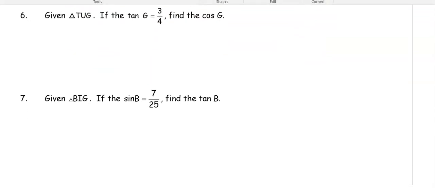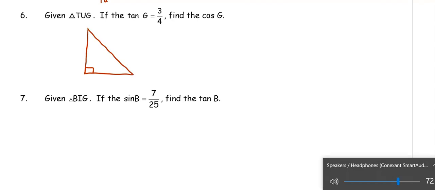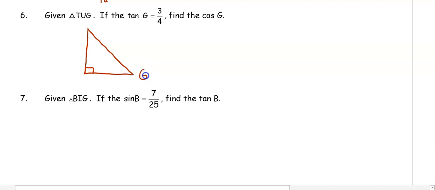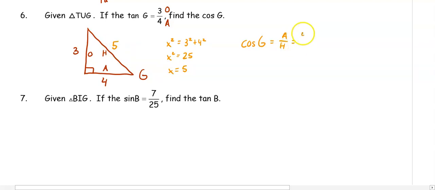Let's look at another example. Given triangle TUG, if the tan of G is 3 over 4, find the cosine of G. So I'm going to put G again in the corner, and I have my opposite, hypotenuse, and adjacent. Tangent is opposite over adjacent, so our opposite side is 3, our adjacent side is 4. In order to do cosine of G, we need the adjacent over the hypotenuse. So I need to do Pythagorean theorem first to find my hypotenuse. X squared equals 3 squared plus 4 squared. So x squared equals 25. So our hypotenuse is 5. So the adjacent side has a length of 4 over our hypotenuse, which is 5.